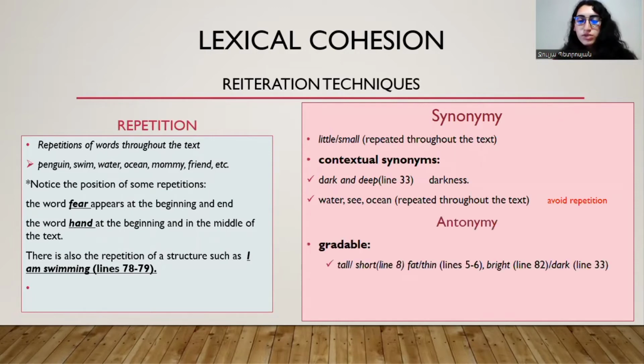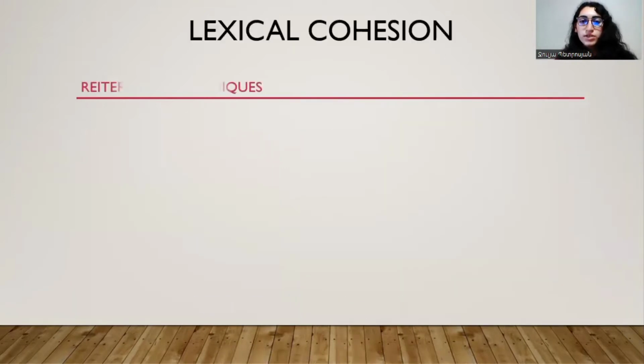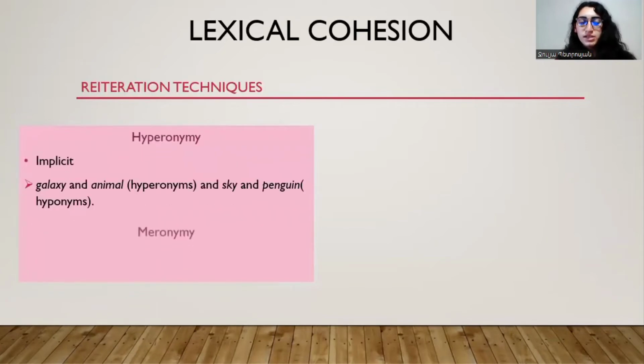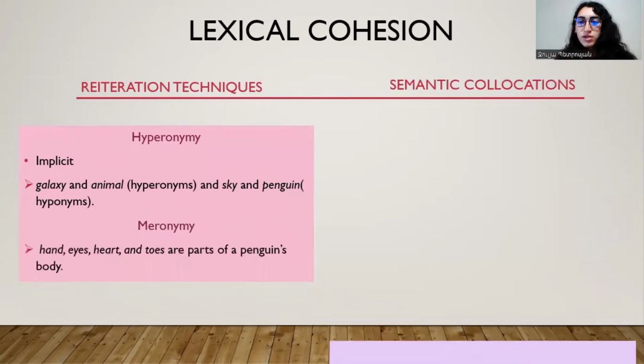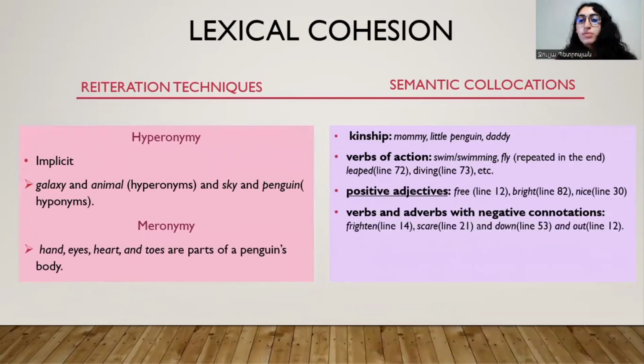In the case of antonymy, you see that I have found some subcategories of antonymy. For example, in the case of gradable antonyms, we have examples like bright and dark, which are again showing some positive and negative feelings. Moving to other reiteration techniques such as hyperonymy and meronymy, I have found some examples in this text. And finishing with semantic collocations, which are also very important, we can comment on them saying that, for example, positive adjectives or negative verbs and adverbs are also creating some positive and negative feelings.